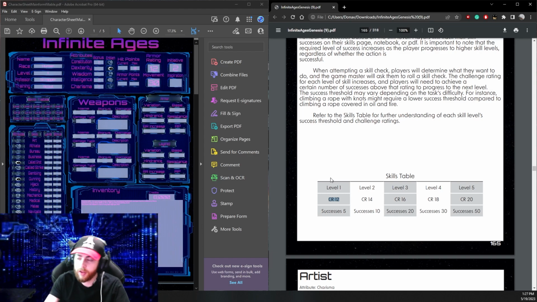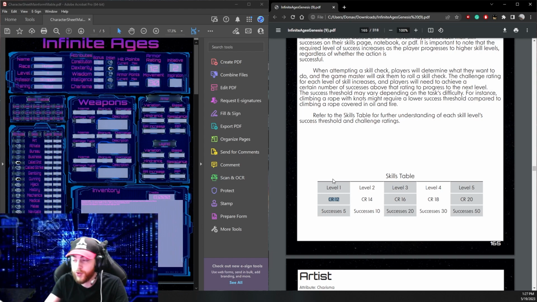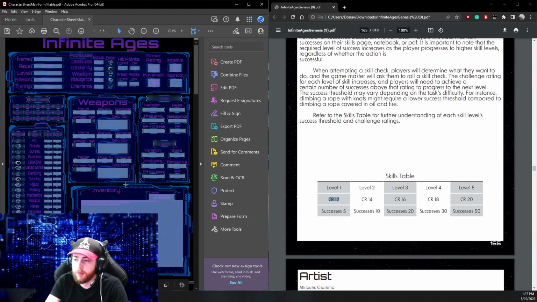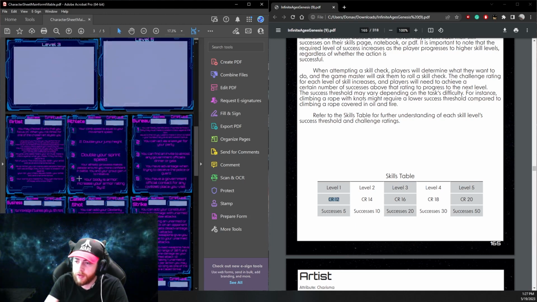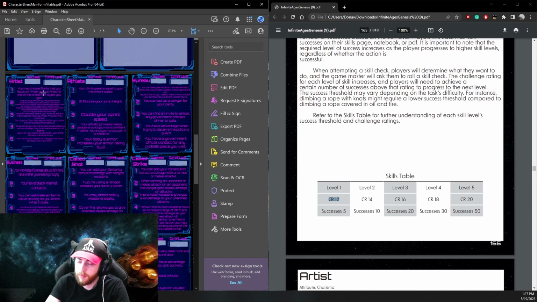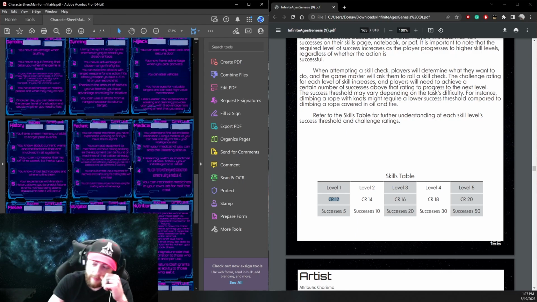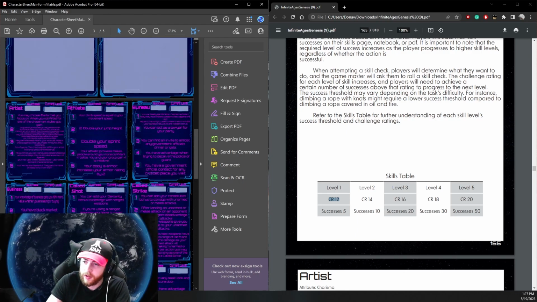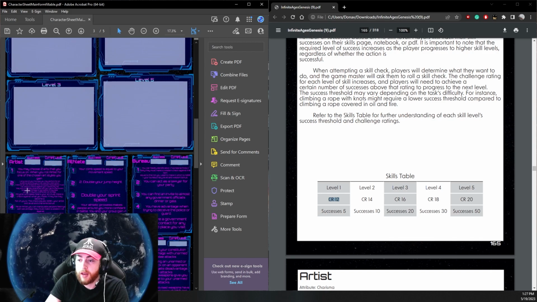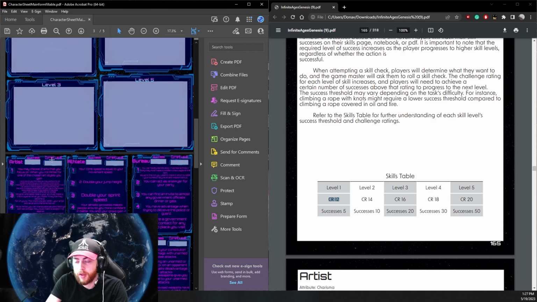As you can tell, level 1 is going to be relatively easy for any skill as long as you're actually trying. And down here, I'll show you guys the skill pages. We made skill pages for each skill, so you have artist all the way through to unarmed, which is all 24 skills. And you can keep track of your successes here, your current level, and it'll also give you specific attributes.